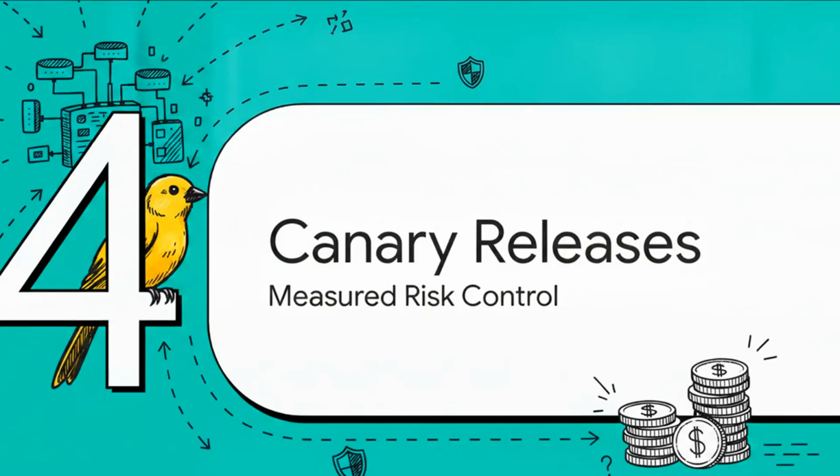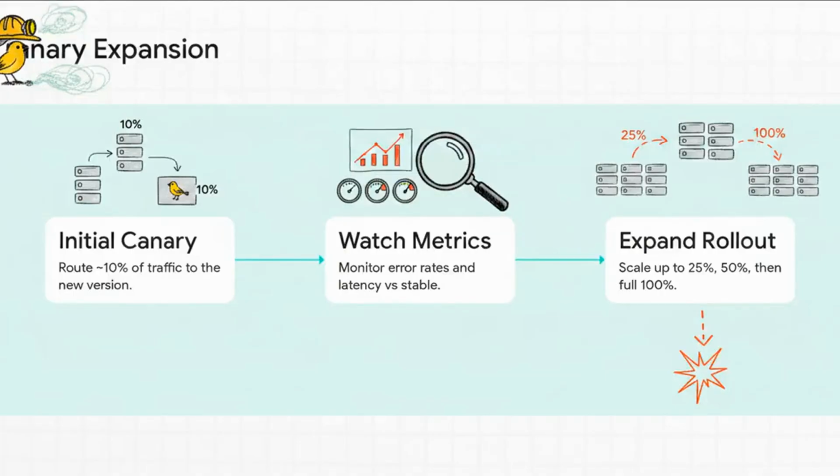Section 4. Canary. Measured risk control. Now, what if the change is highly risky, like a massive algorithm change, or maybe a brand new pricing tier? We definitely don't want to expose all our users to that at once, even for a split second. So let's move to canary releases.